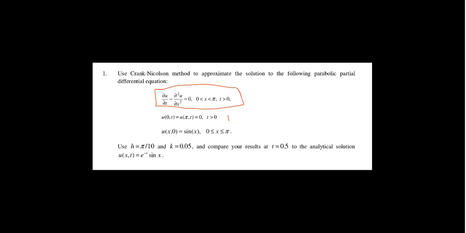Okay, so let's see how we will solve the heat equation using the Crank-Nicolson method. This is the problem, u_t equals u_xx, where this is the boundary condition and this is the initial condition. So we have to solve this u_t equals u_xx using the Crank-Nicolson method with step size pi by 10 in space and 0.005 in the time direction. We have to compute at t equals 0.5, but let's evaluate only at the first level.